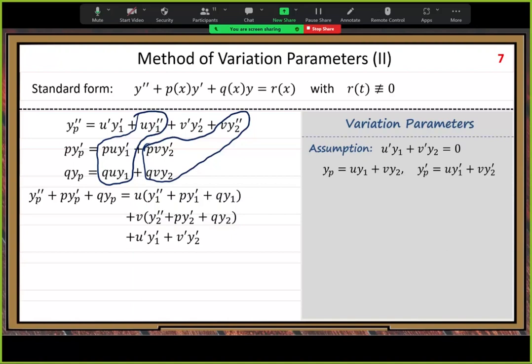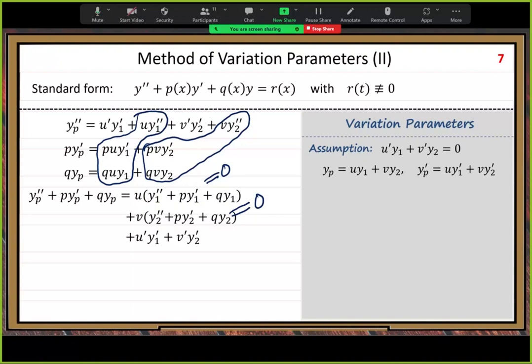The first grouping, we can factor u out inside parentheses: y1 double prime, p y1 prime, q y1. What's this? Homogeneous version. y1 is one solution of the homogeneous equation, right? So this equals 0. How about this? y2, with v factored out. y2 is another homogeneous solution. Our assumption, y1, y2, the 2 homogeneous solutions. So conclusion, the first parenthesis equals 0, the second parenthesis also equals 0. Greatly simplified, right?